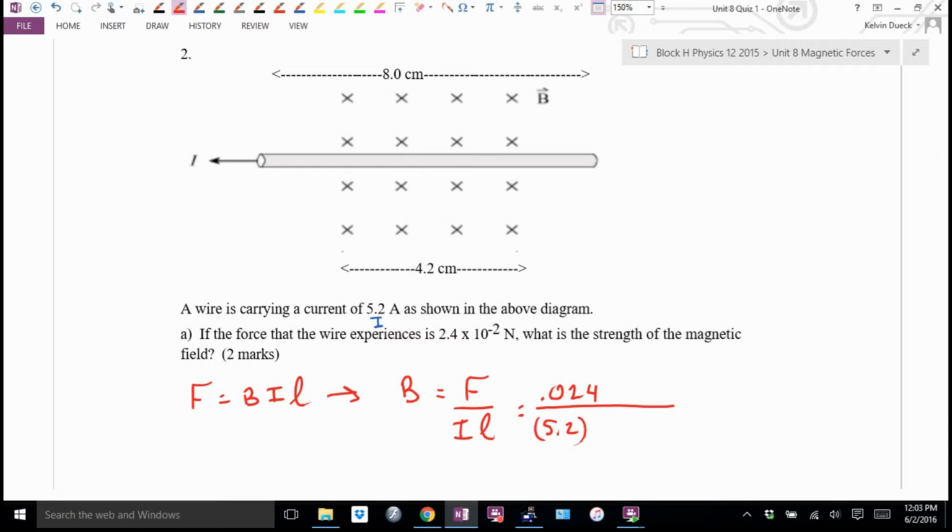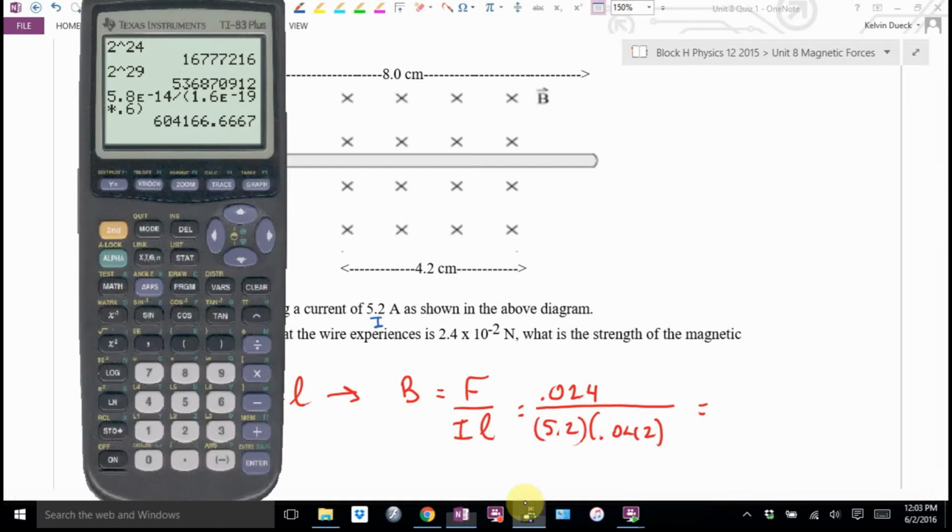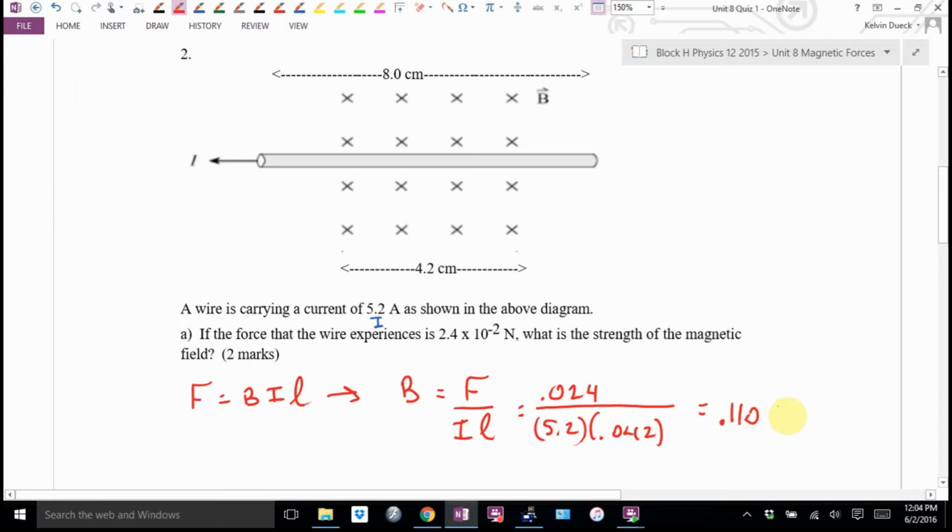Oh, 4.2 what? I'm not doing that, actually. What am I really going to put here? 0.042. That's going to give me the magnetic field strength in Teslas. And I get a magnetic field strength of 0.1, I guess 0.11, 0.109. I would take a half mark off because it doesn't stay a 9. 0.110 if I want to go to 3 sig figs. Teslas.